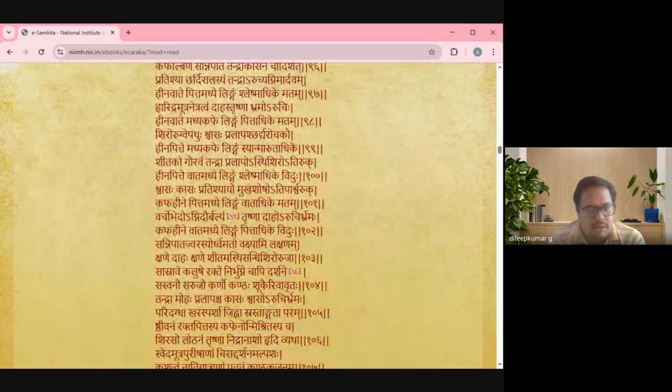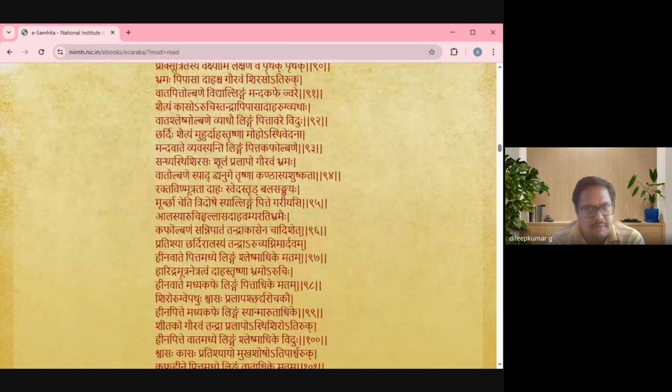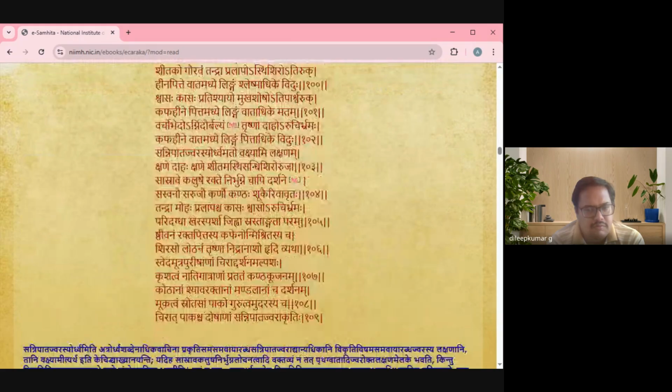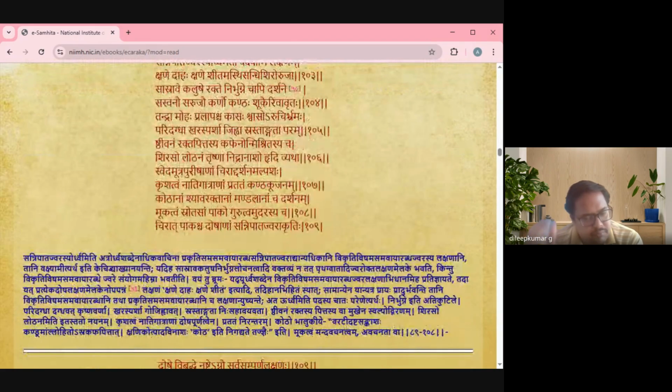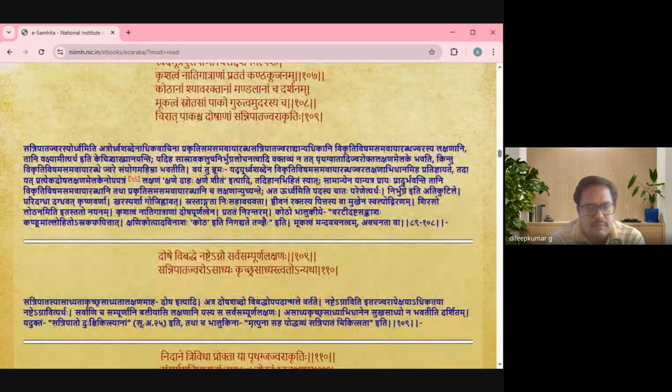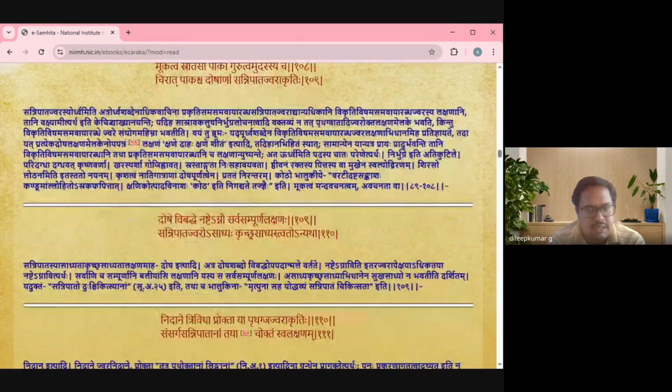Next, 13 types of Sannipata Jwara have been mentioned. To remember these 13 types: in one category, among the three doshas, one dosha will be highly vitiated, Vata Pradhana, Pitta Pradhana, Kapha Pradhana Jwara, or two doshas will be more predominant, Vata Pitta Pradhana, Kapha Pitta Pradhana, Vata Kapha Pradhana. So these are the 13 varieties of Sannipataja Jwara.